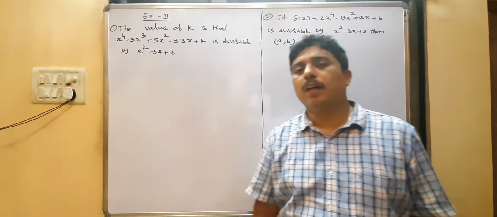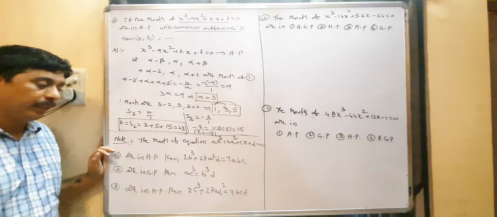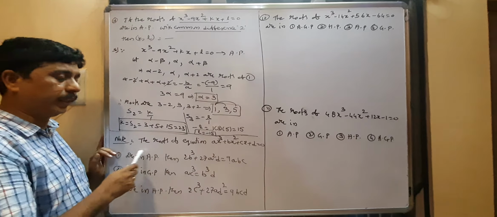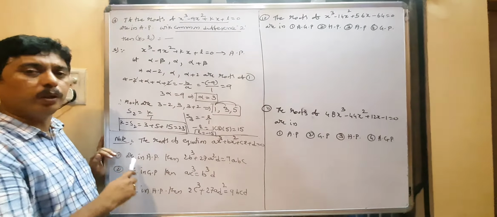Again I am repeating: 2b cube plus 27a square d equal to 9abc. If this condition is satisfied, roots are in AP. If ac cube equals b cube d, then roots are in GP. Then the third condition: roots are in HP means 2c cube plus 27ad square equal to 9bcd. If you remember the conditions, you can go condition wise.